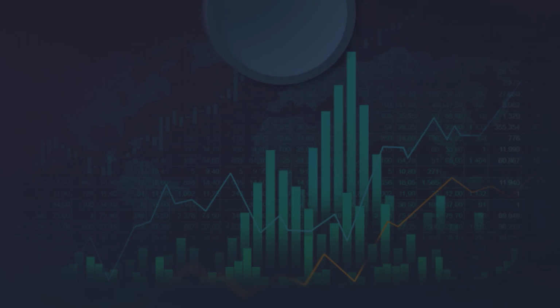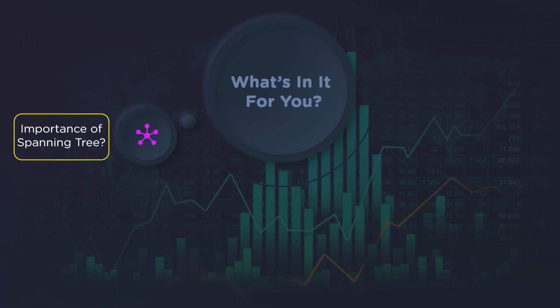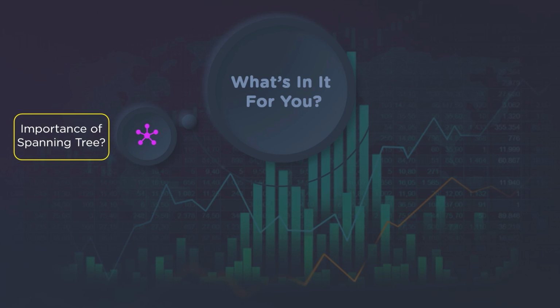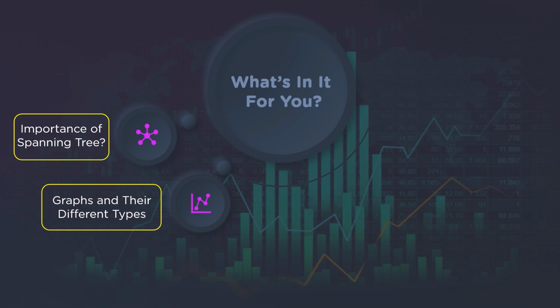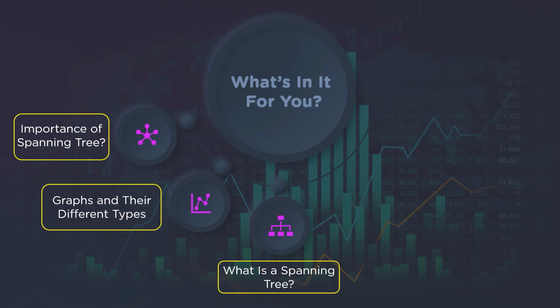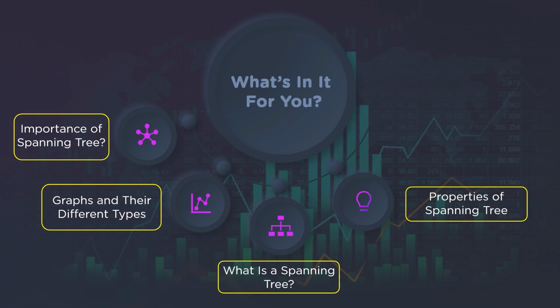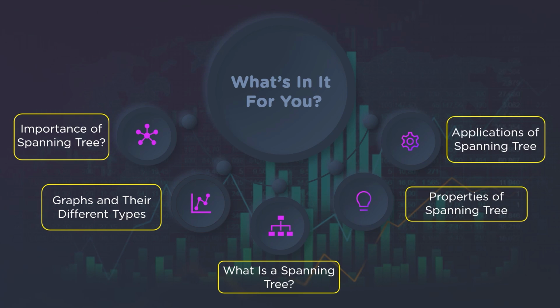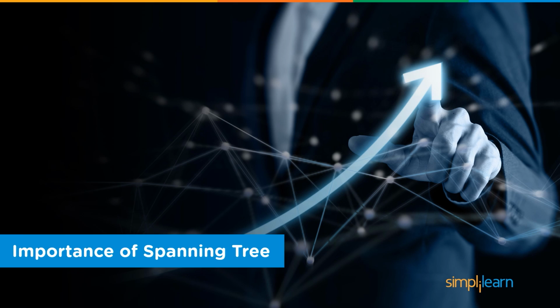Now let's get started with the agenda for today's discussion. We will start this discussion by understanding the importance of spanning tree with the help of an application. Followed by that, we will deal with what is a graph in data structure and its different types. Advancing ahead, we will understand what a spanning tree is and how it works. Once we are done with that, we will look into some essential properties of the spanning tree. And finally, we will cover the applications of a spanning tree to understand how we utilize this data structure in our daily lives. Now, let's get started with our first topic, which is understanding the importance of a spanning tree.